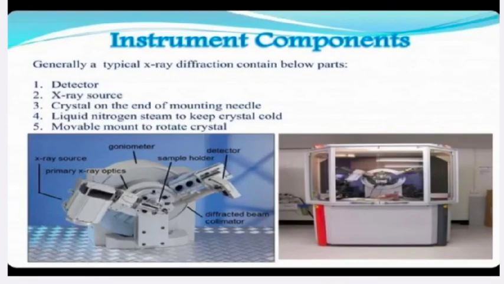Instruments and components used in X-ray crystallography are a detector, an X-ray source, a crystal on the end of a mounting needle, a liquid nitrogen stream to keep the crystal cold, and a movable mount to rotate the crystal.